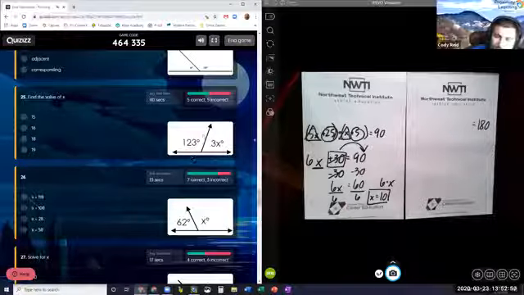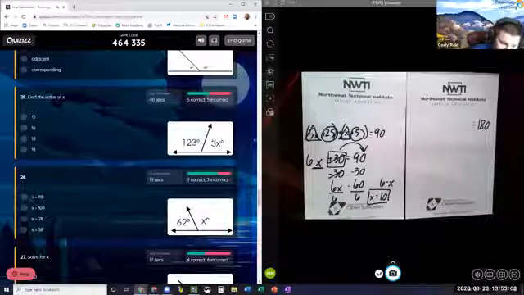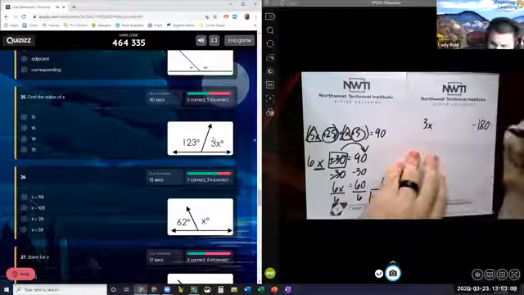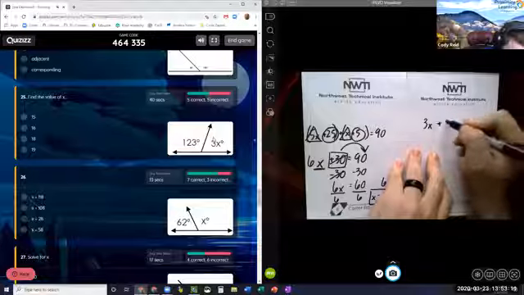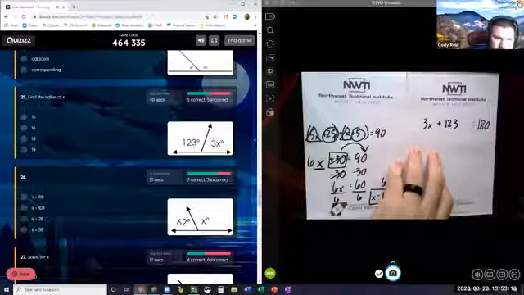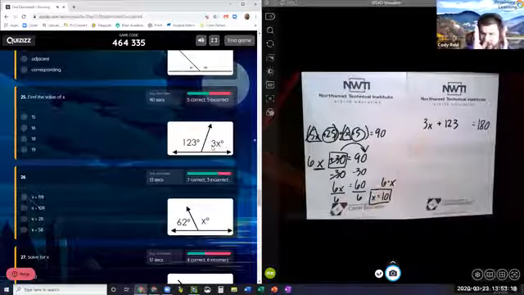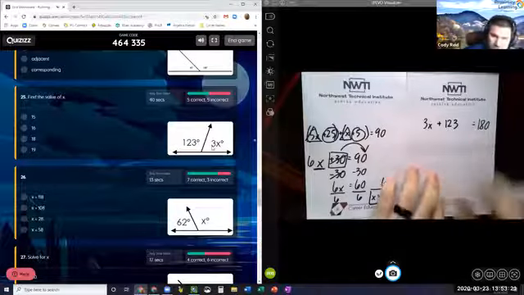So for example, 123 plus 3x equals 180. But I'm going to reverse it because I like having the variable first. So 3x plus 123 equals 180. Because 123 plus 3x are supplementary, we're going to add them together and then set it equal to 180.